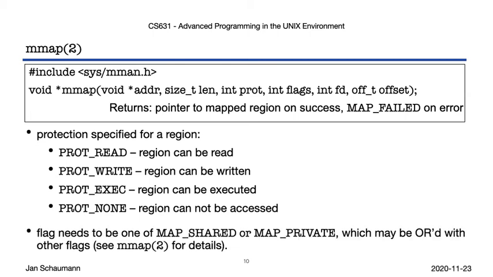Next, you specify either MAP_SHARED or MAP_PRIVATE, depending on whether you want other processes to have access to the mapped region, combined with any additional flags you may need. See the manual page for a description of the available options.